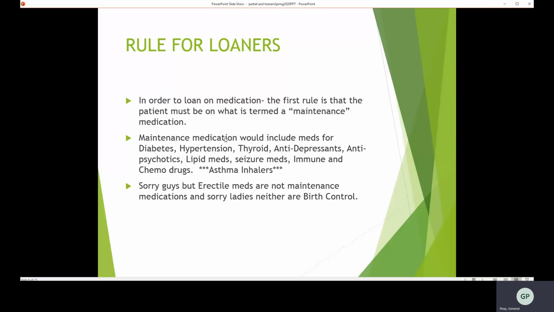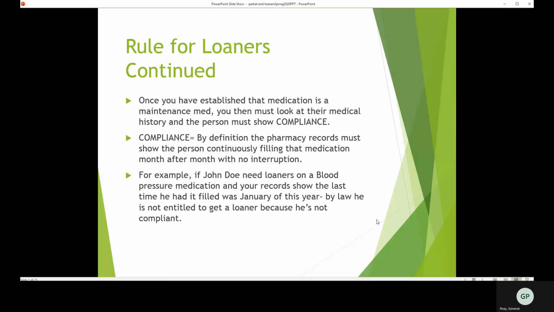Same thing with your blood pressure medication. If you miss a few days, your blood pressure can get really high and you can get really sick. So you have to first know whether it's a maintenance medication. If you're unsure, ask the pharmacist whether this medication is maintenance or not, and the pharmacist will tell you. The second rule, which is just as important, is the word compliance.